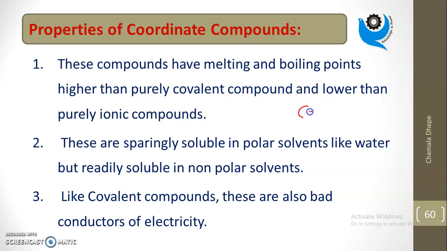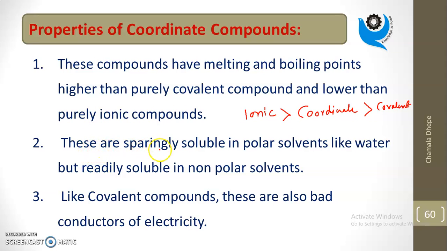Suppose this is your coordinate compound, and here is the ionic compound. Ionic has the higher melting point and boiling point. Coordinate has higher than the covalent. So covalent has the lowest melting point and boiling point compared to these two. Coordinate is in between these two. Okay, coordinate compound's melting point, boiling point is lower than ionic, and compared to covalent compound it is higher. Okay, this is about the first property.